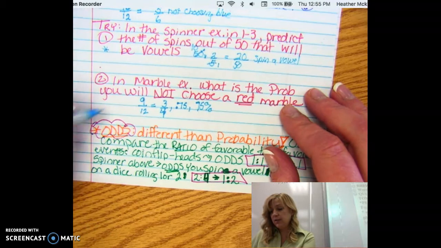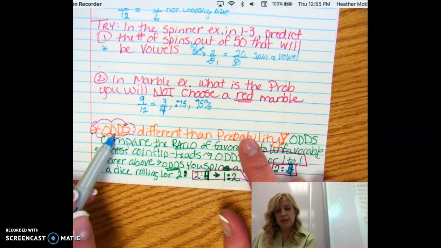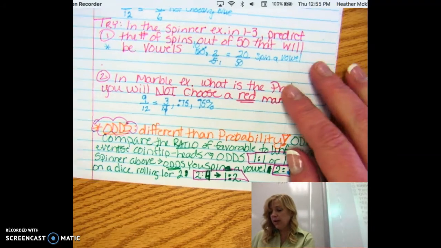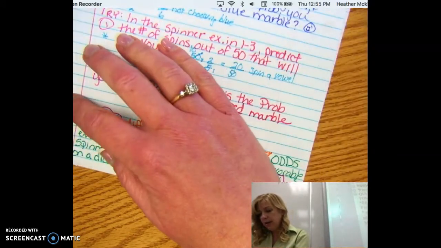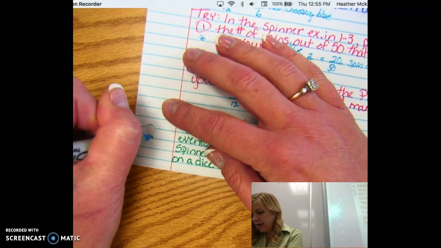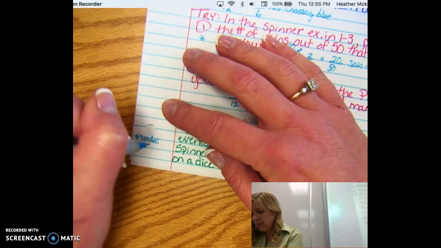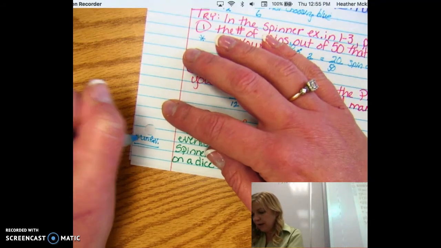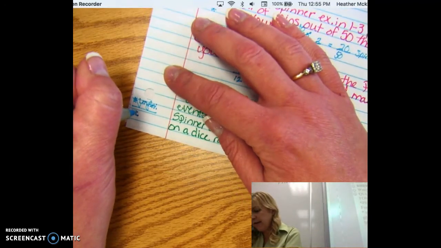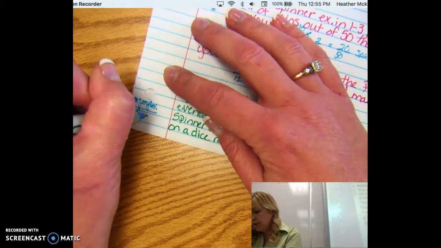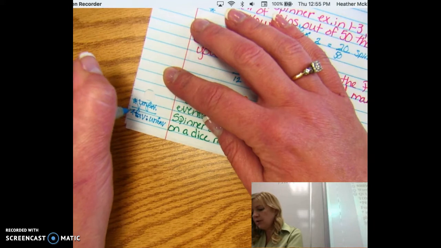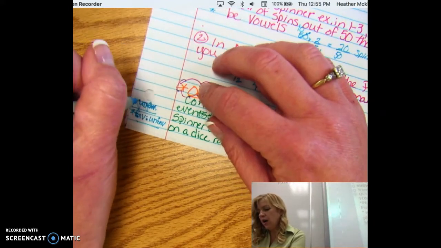These two tend to get kids confused. So if you need to listen to that again, remember what you are comparing. And I will write here just a little note to remember. It's favorable compared to unfavorable. Let me do that. I'm trying to go too fast. Favorable to unfavorable. Favorable to unfavorable, and those are odds.